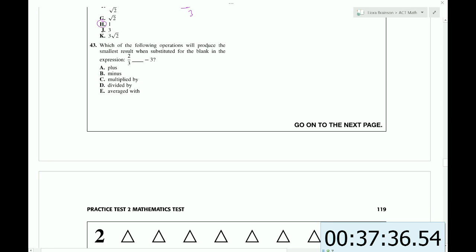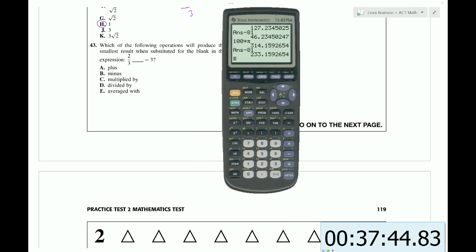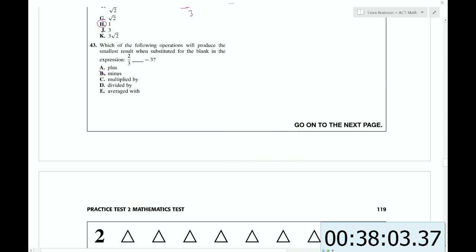Which of the following operations will produce the smallest result when substituted for the blank in the expression? So with this, you can just use your calculator. It'll probably be the fastest way. So we'll do 2/3 plus negative 3. We'll do 2/3 minus negative 3. Alright, so we want the smallest result. So far, b is out.